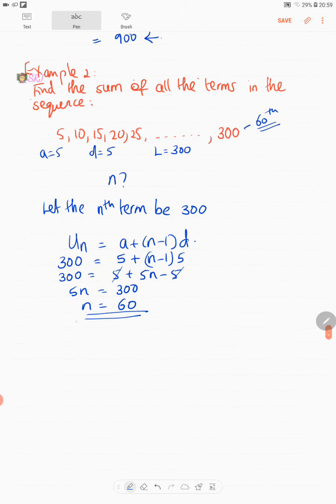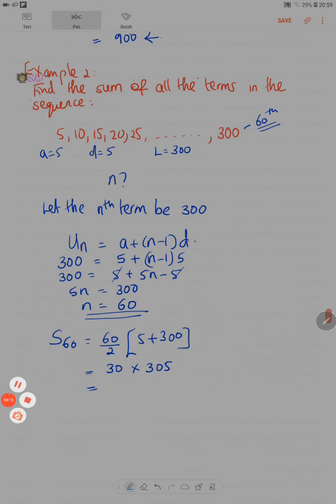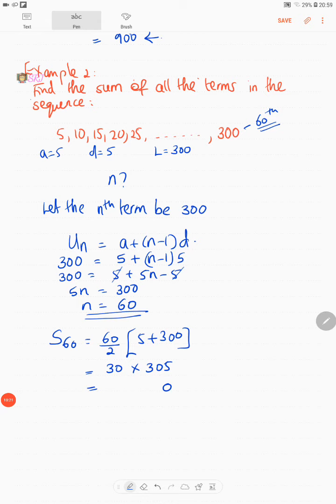Now we can find the sum of the first 60 terms. So S60, here we can use the formula where we have the last term. So we have 60 over 2 times (A plus L). So we have 30 times 305, which is 9,150.